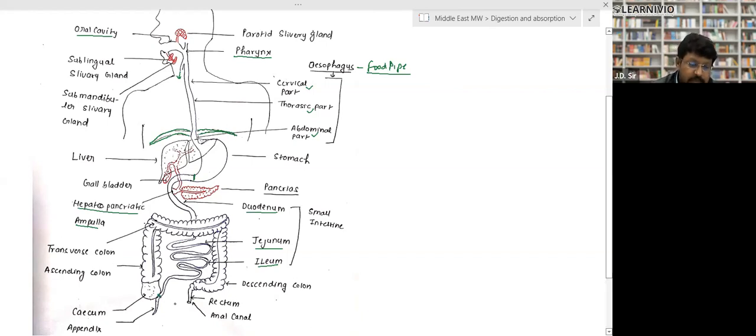From here, the large intestine starts. The large intestine is again divided into three parts. The first part is called cecum, the second part is called colon, and the third part is called rectum. Right? This is the third part. So this cecum part has a small structure that is called appendix. Appendix is a vestigial organ.